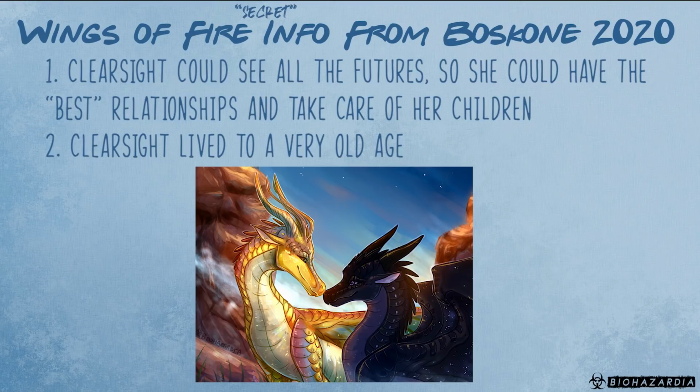What Tui said is that for ClearSight, since she could see all the futures and how she could have ended up with all these different dragons, she was able to pick and choose the very best relationships, and she was also able to see what children she would have. ClearSight lived for a very, very long time, so there was room for multiple relationships, and it's possible also that Sunstreak died early, although Tui didn't actually confirm that.